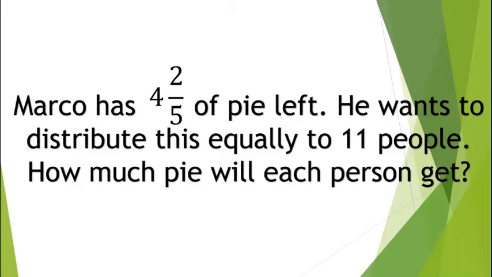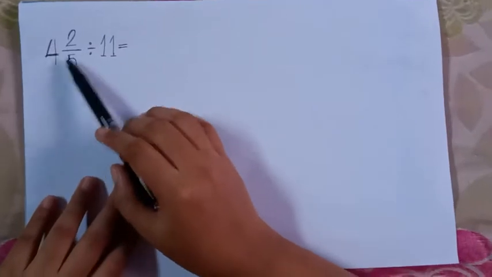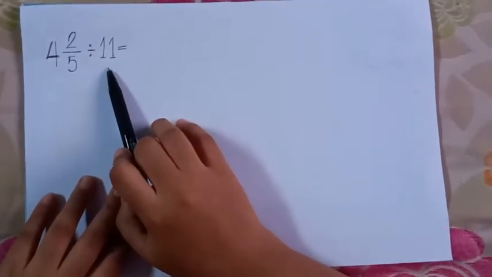Again, Marco has 4 and 2/5 of pie left. He wants to distribute this equally to 11 people. How much pie will each person get? So let's answer this word problem. As you can see, we have 4 and 2/5 divided by 11.